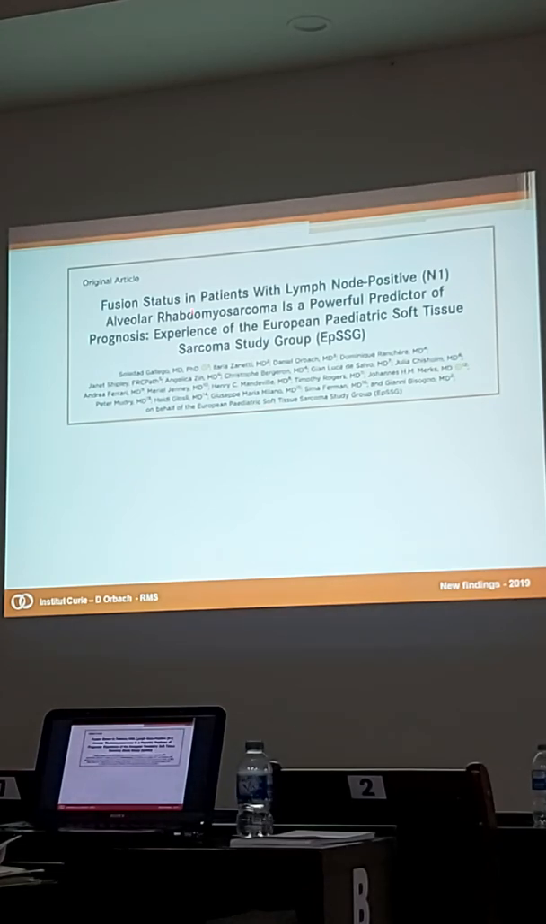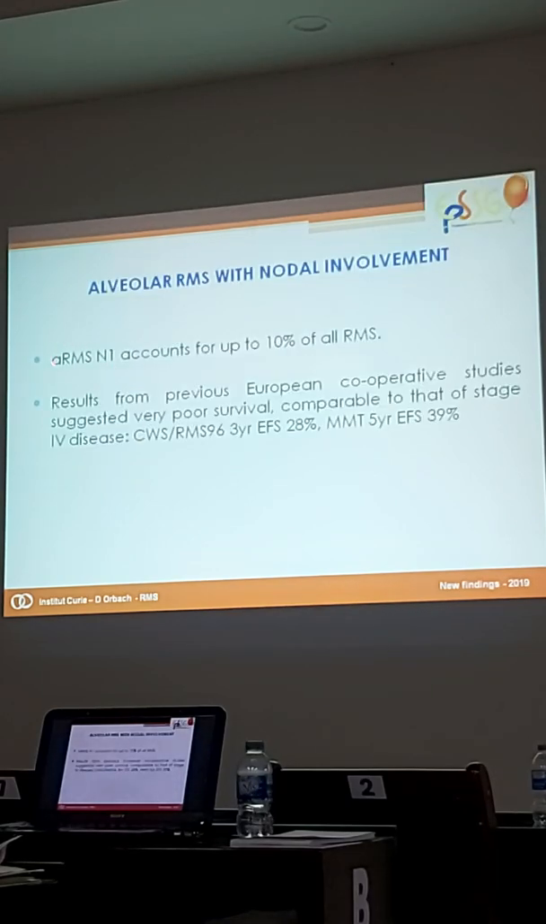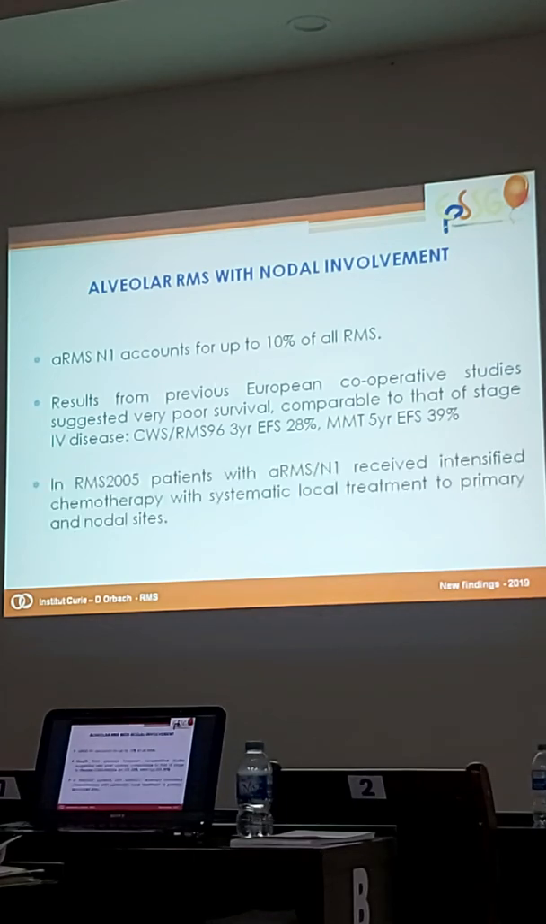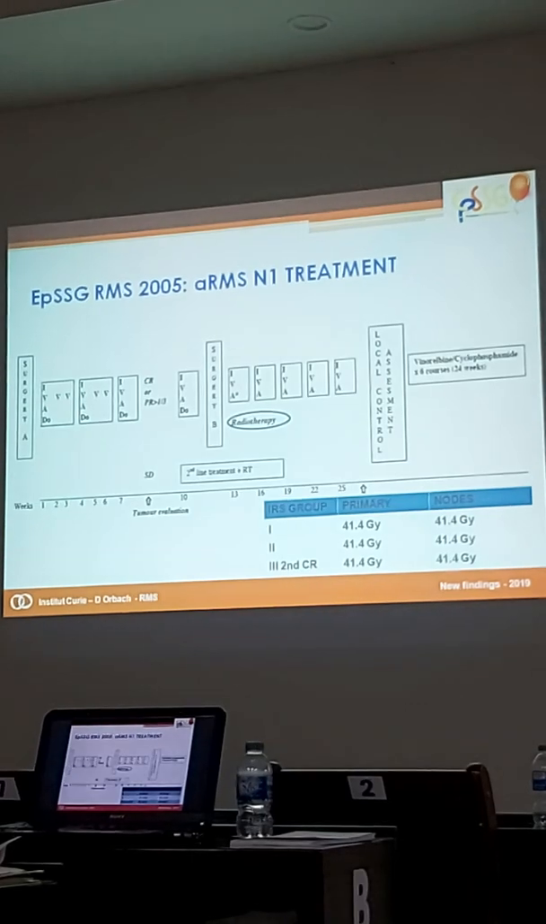Just to show you, this was a paper where we tried to analyze patients with alveolar rhabdo and nodal positive lesions to see how things appear. So we analyzed all the patients with alveolar rhabdo and nodal involvement, and this is 10% of all the patients in our protocol. And just to show you, this was arm H, the last arm of the EPCG protocol, alveolar rhabdo with nodal involvement at diagnosis.